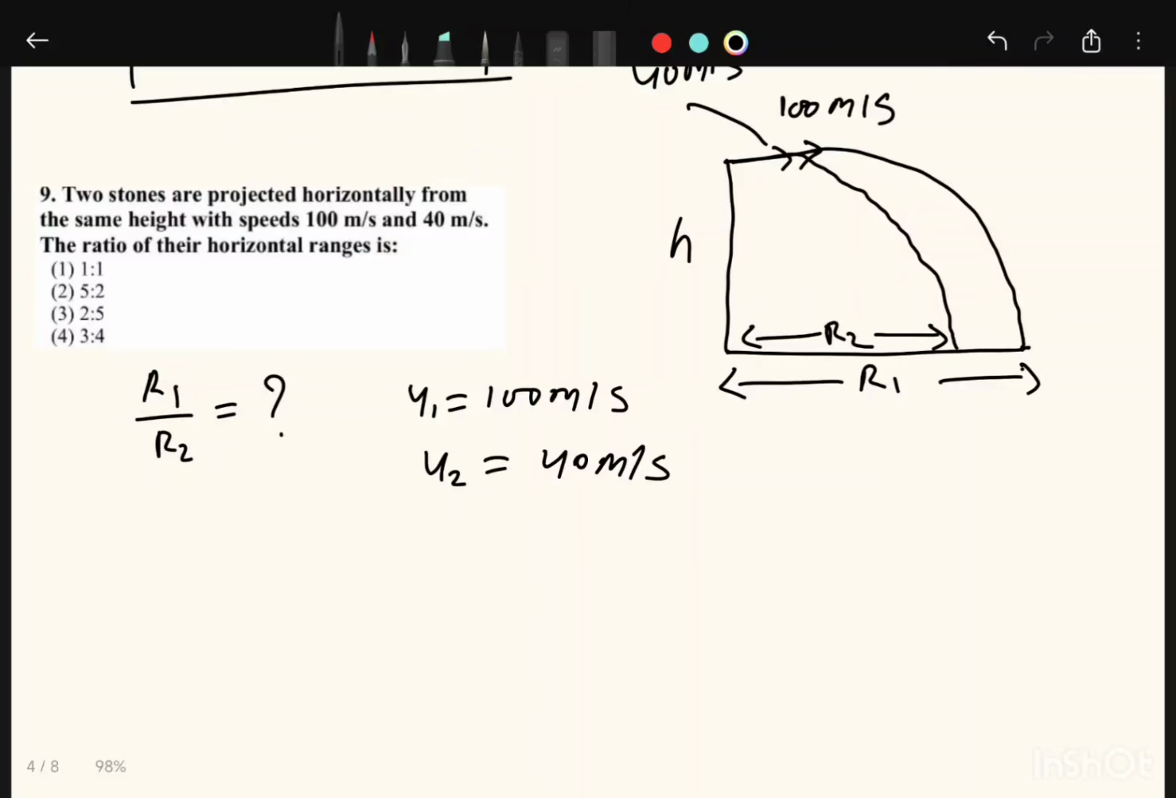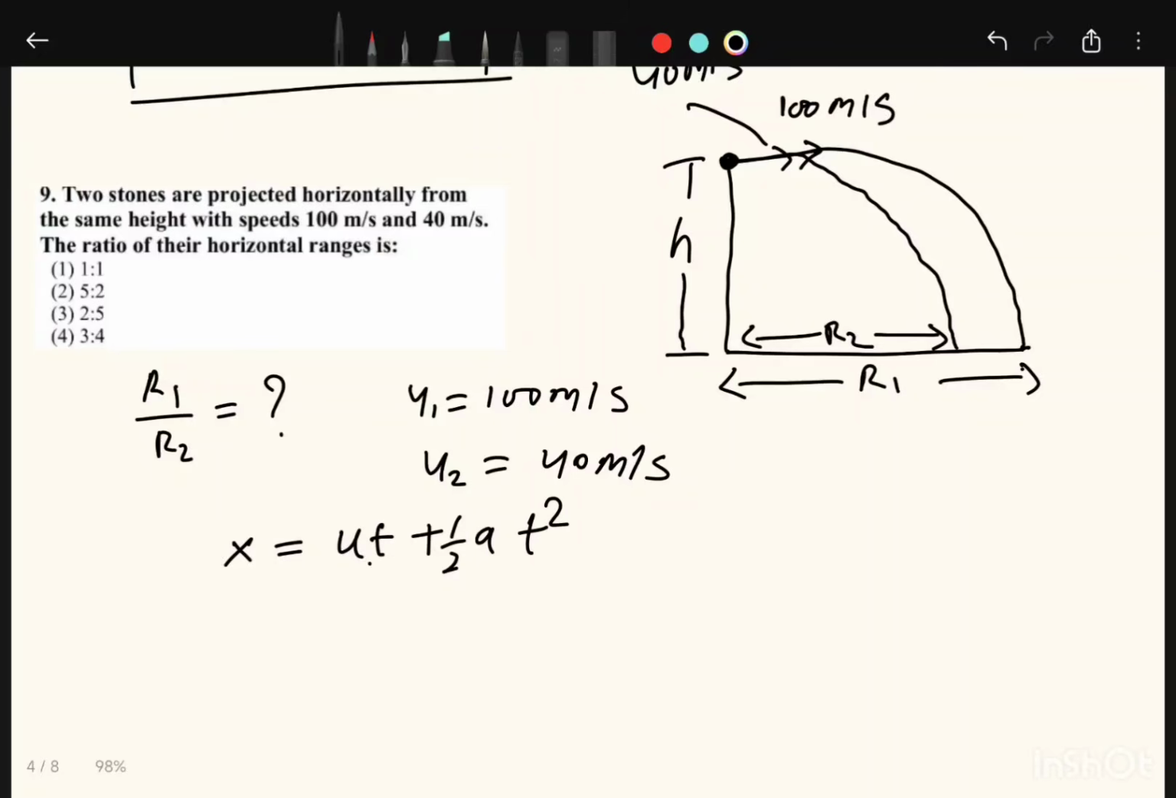So we are asked horizontal range. You can see both the particles are falling from the same height h, so the total time of flight will be the same, the time that they will take to reach the ground. So for the horizontal range formula, we can use the second equation of motion, that is x equal to ut plus half at square.